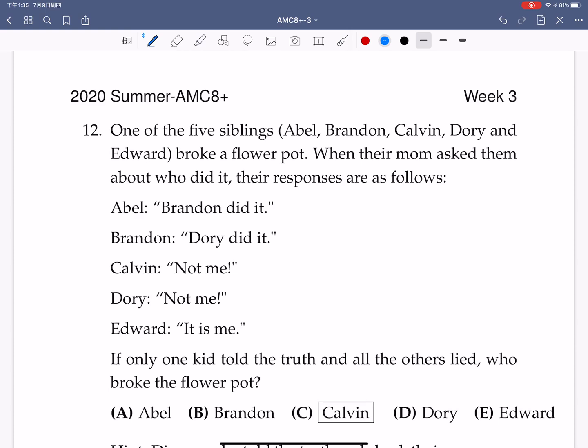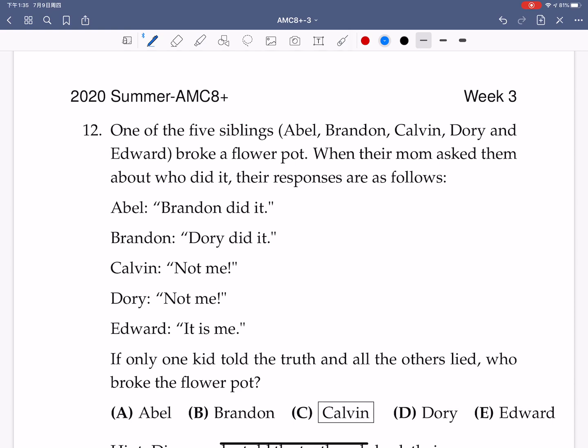Problem 12. So first, Abel, Brandon, and Edward must lie, because if any of their statements were true, then at least one of Kevin or Dory would speak the truth. That would contradict the assumption that only one kid told the truth.